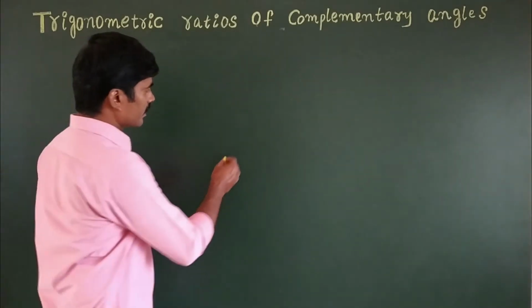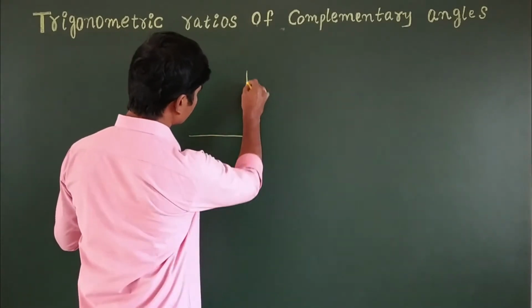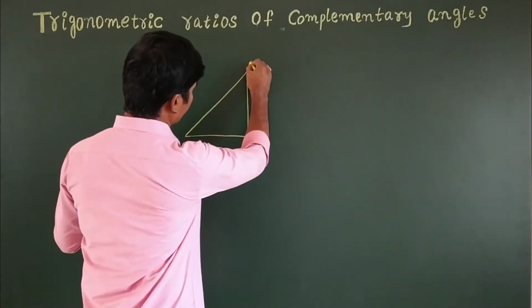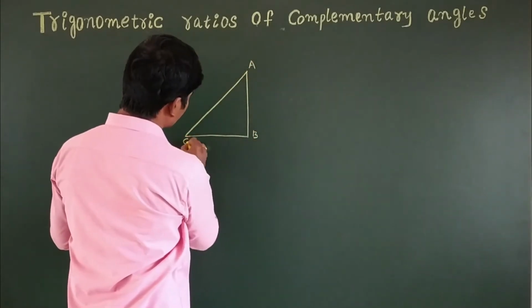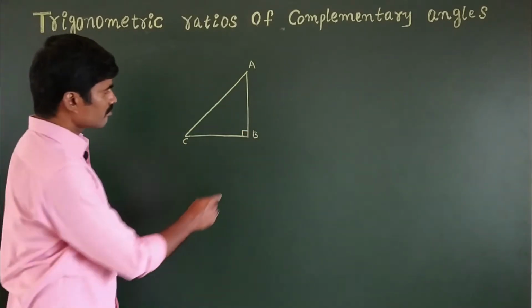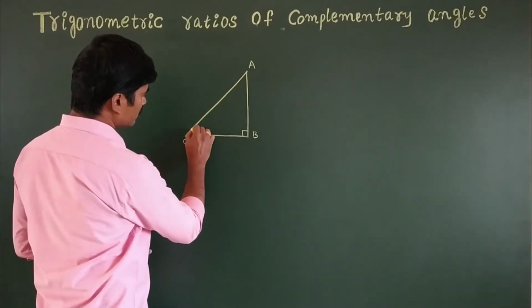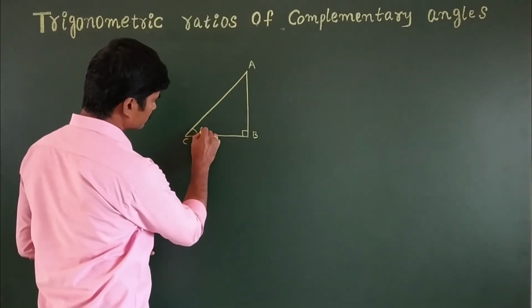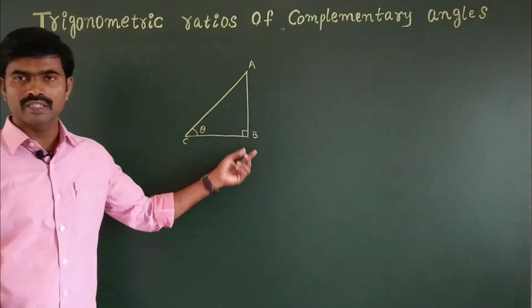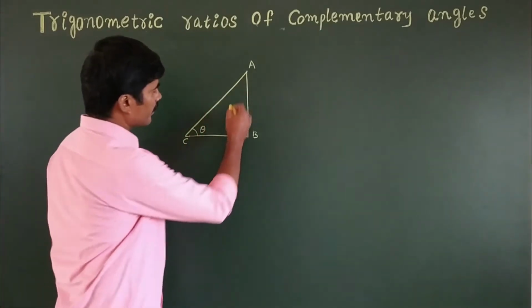Suppose we take a right angle triangle ABC, right angle at B. Let angle ACB be theta. Take angle C as theta. Then what will be the angle A?